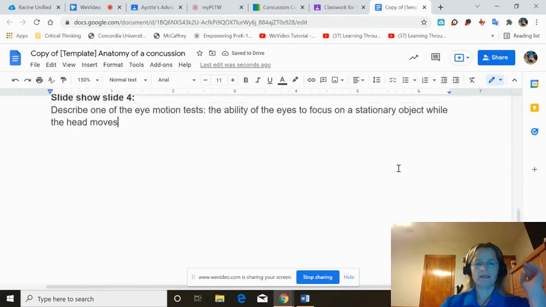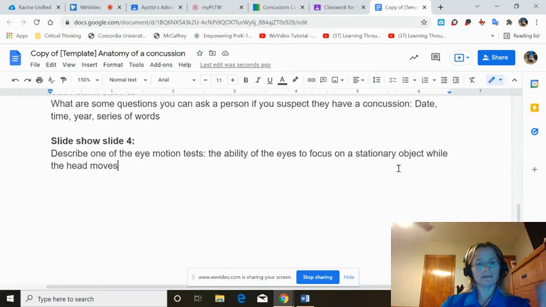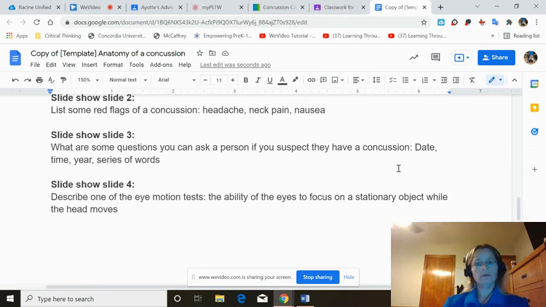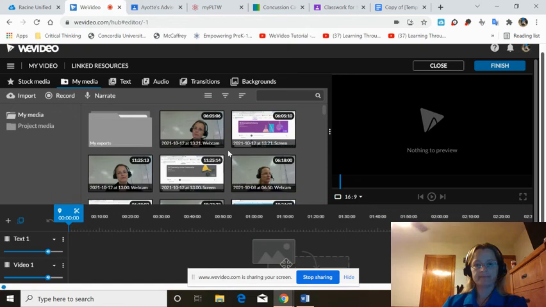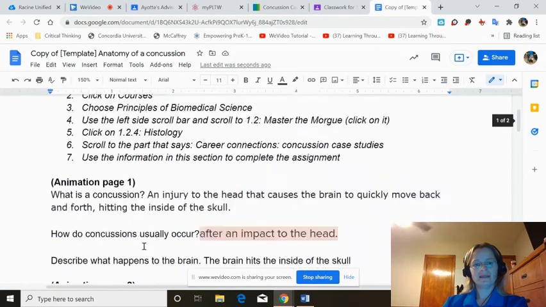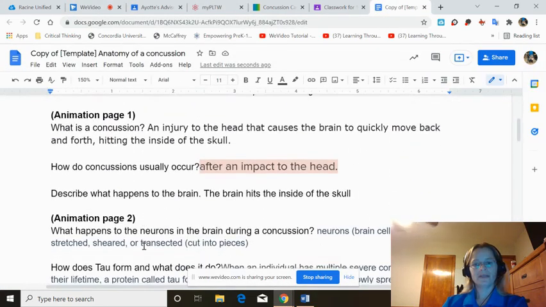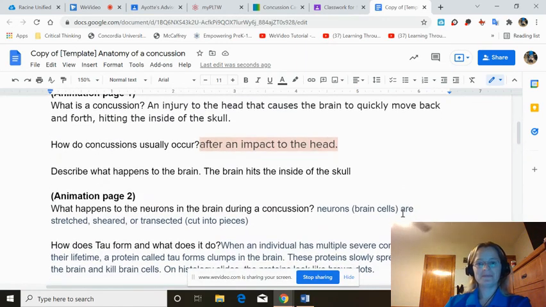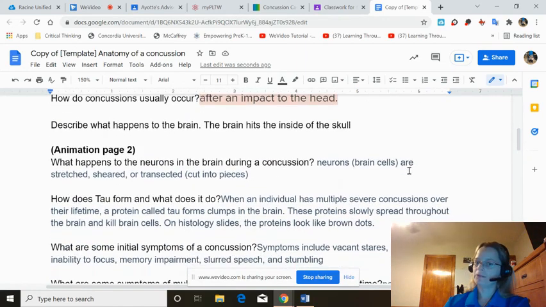All things to keep in mind if you play sports. Oh, that's it. So now you know a little bit more about concussions. And you can go ahead, go through this, pause it where you need to, replay if you want to, mute me.